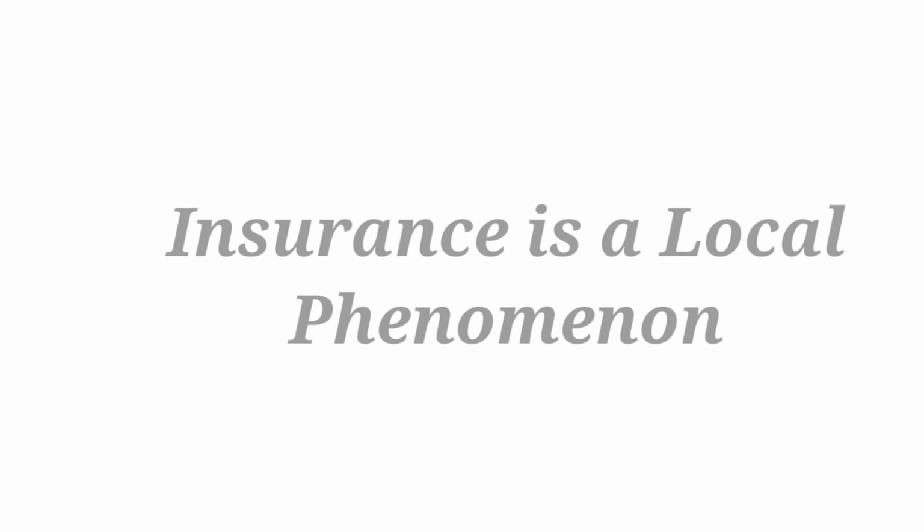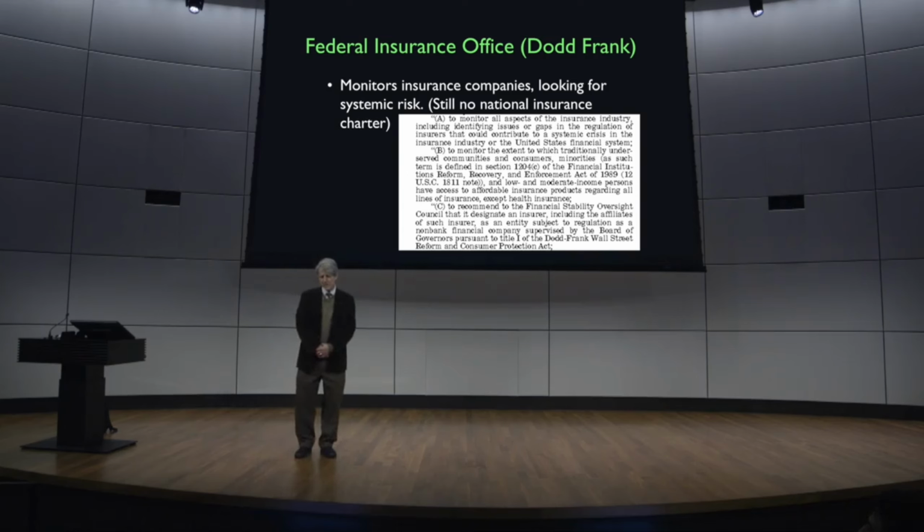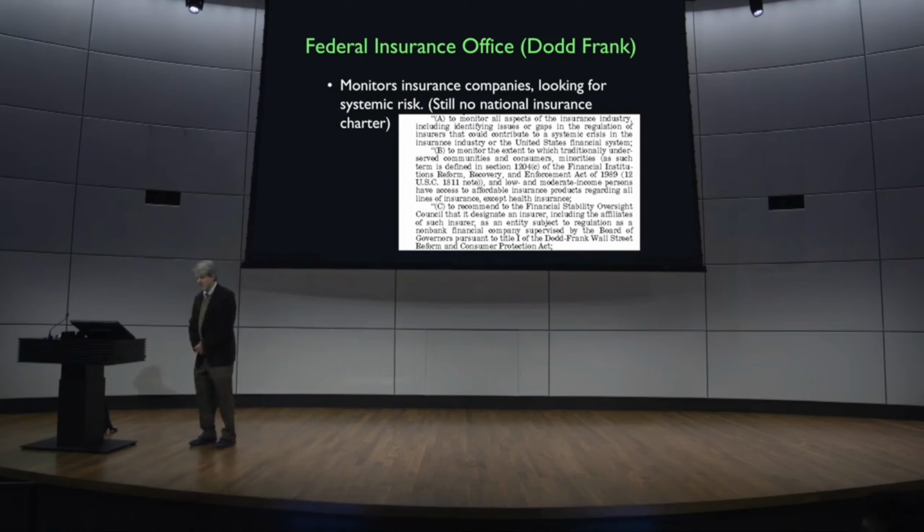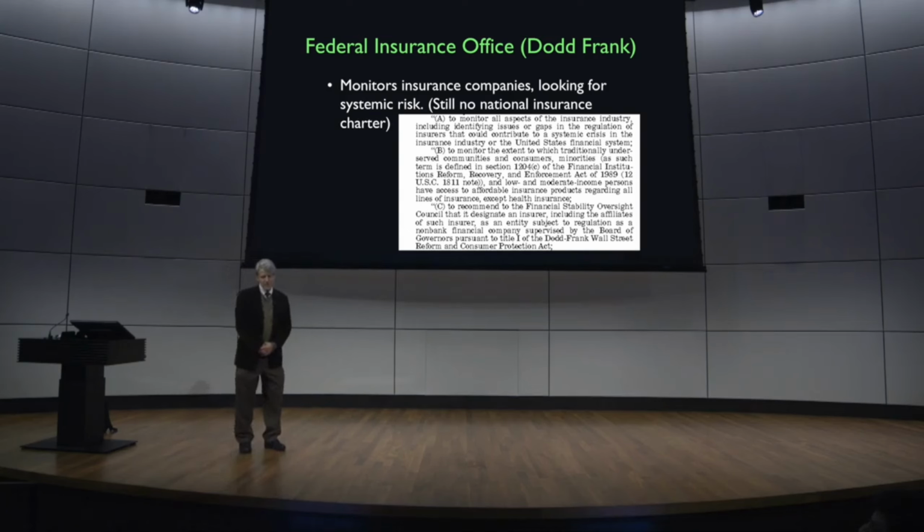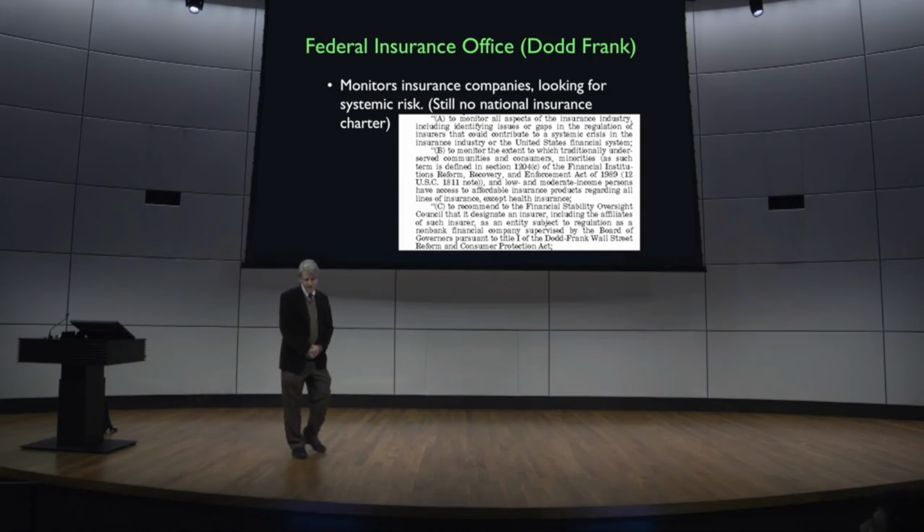What do you think about... Insurance is a complicated thing because it has been regulated for centuries, and it's often regulated at the local level. In the United States, insurance is a really local phenomenon. The Dodd-Frank Act of 2010 created a federal insurance office, but it's really mainly just monitoring for risk. There are no national insurance companies. They all have state charters.